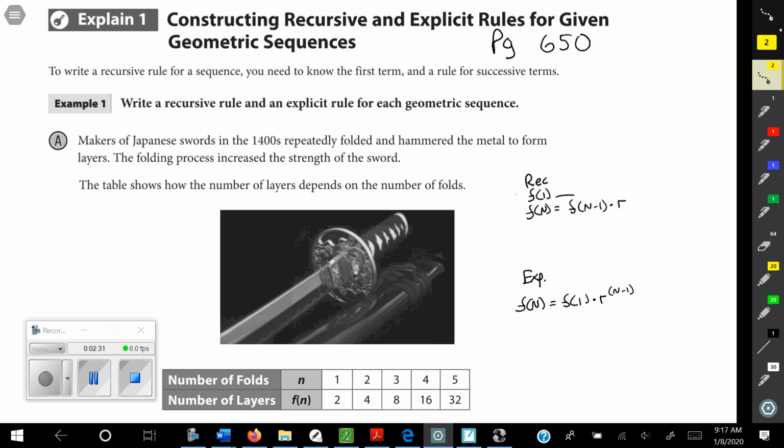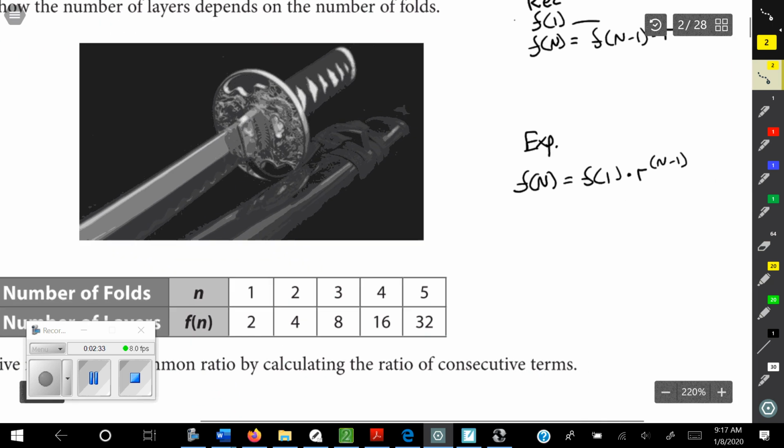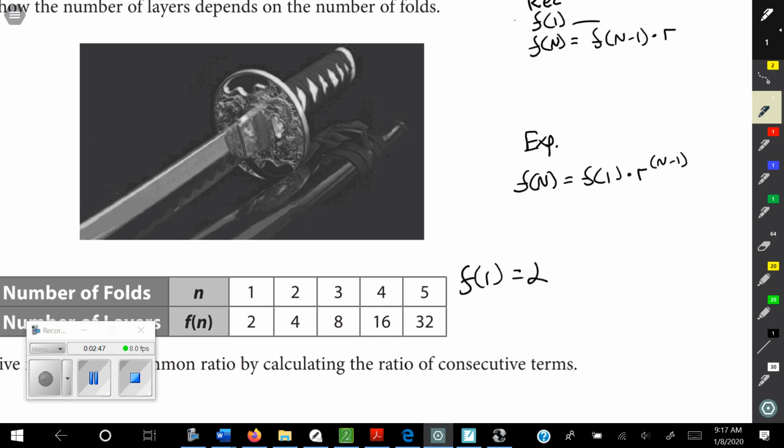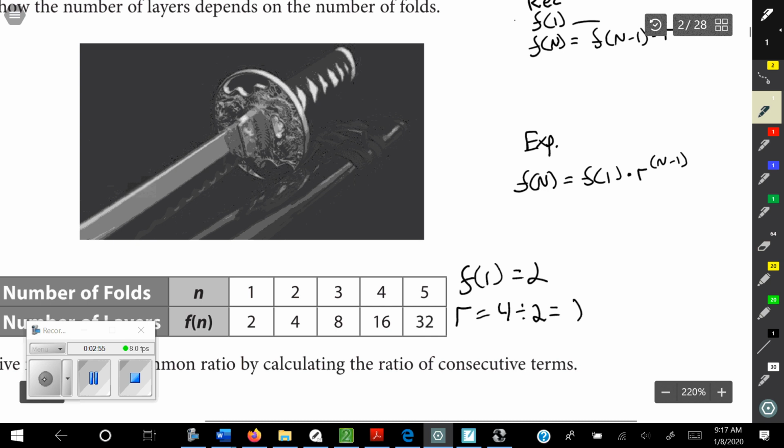Okay, so I'm going to zoom in here, and the first term in the geometric sequence is 2. So I'm going to put f of 1 is equal to 2. And now I'm going to find the common ratio. Same thing we did before. Take the second term divided by the first. So you've got 4 divided by 2, and that's going to get you 2.